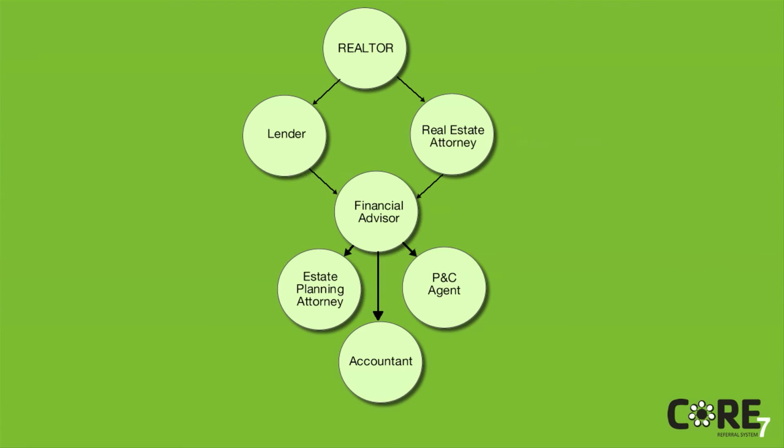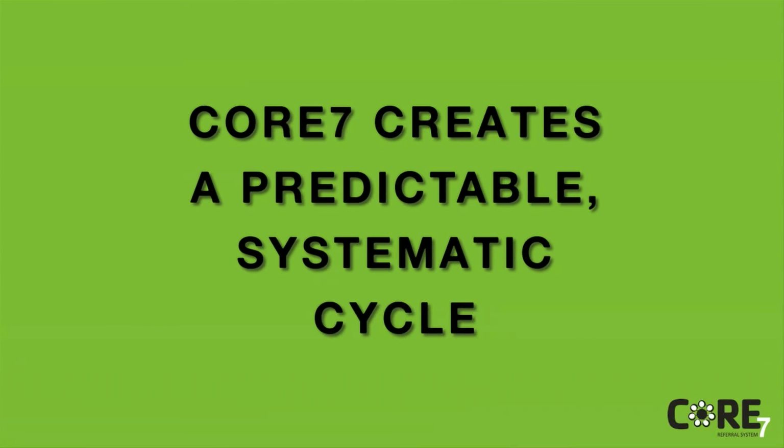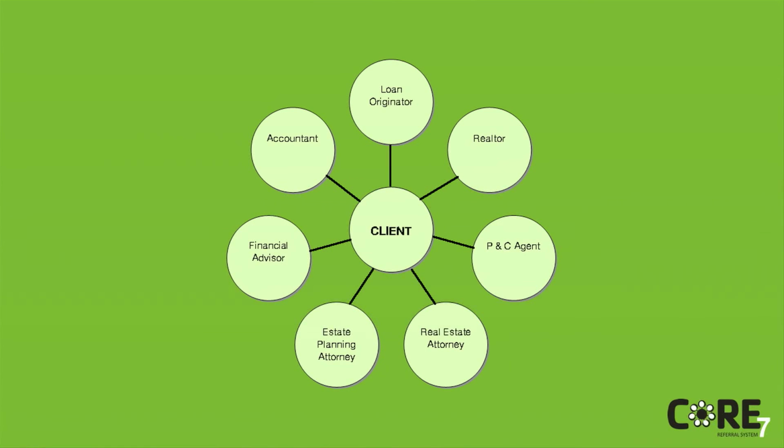Exactly. So the financial professionals are making the introductions to the realtor using the referral generator all the time. So when these clients are purchasing new homes, all members are benefiting. And now it's a predictable, systematic cycle. Absolutely. The main purpose of the Core 7 system is to create a complete financial plan and a full financial team that creates a protective wall around the client.